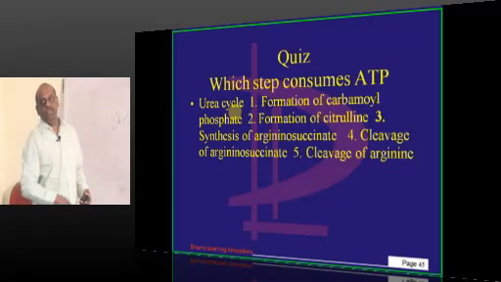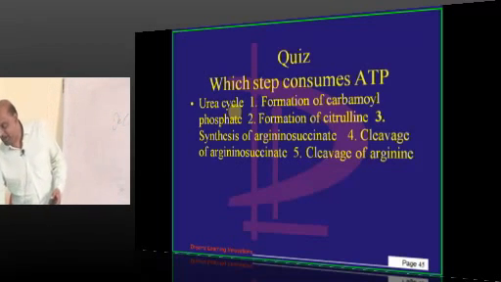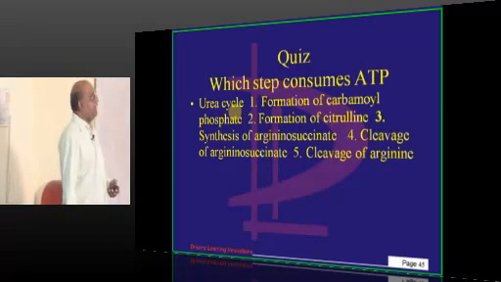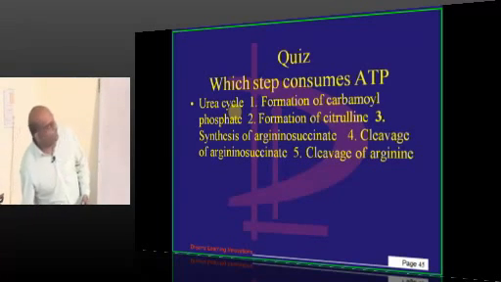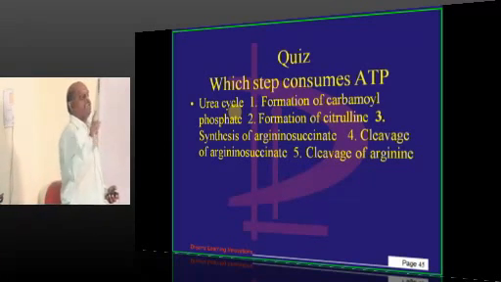Which step consumes ATP out of all these steps? Who will answer? I am getting an answer. Kaleem boldly is saying first step.